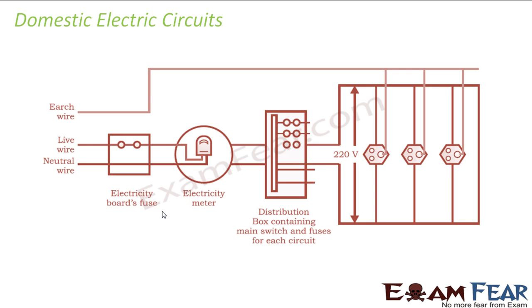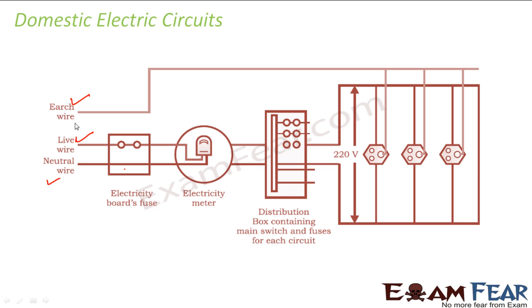So that is known as the mains. That is the mains supply. Now, there are three types of wire present in that. One is the earth wire, one is the live wire, and the other one is the neutral wire.